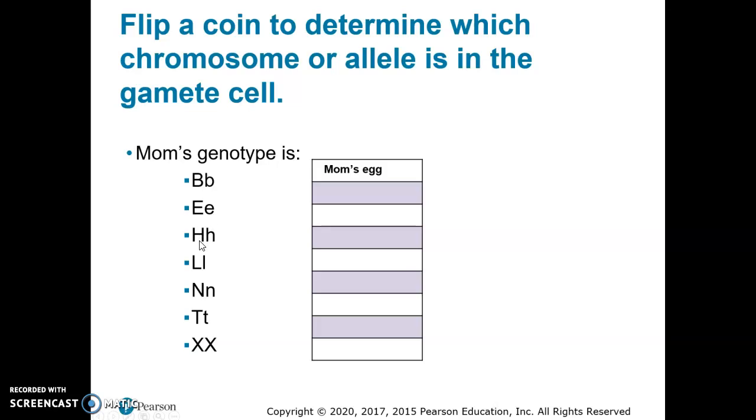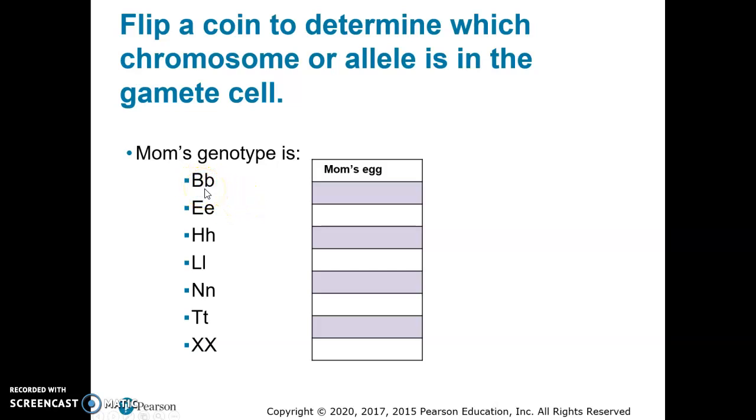Chromosome number 3 is going to code for another trait, 4 a different trait, 5, 6, and then 7, because mom is female, she contains 2 X chromosomes. So, through meiosis, these are the homologous pairs. Keep in mind that these homologous pairs get separated, and either you will give the baby the big B, or you're going to give the baby the little b. And it's a 50-50 chance.